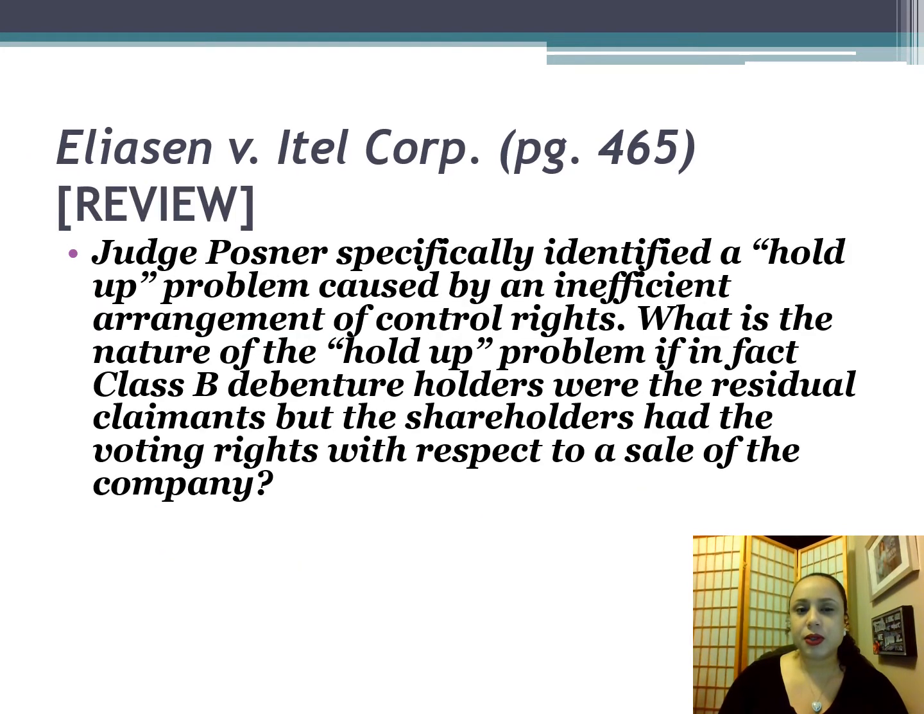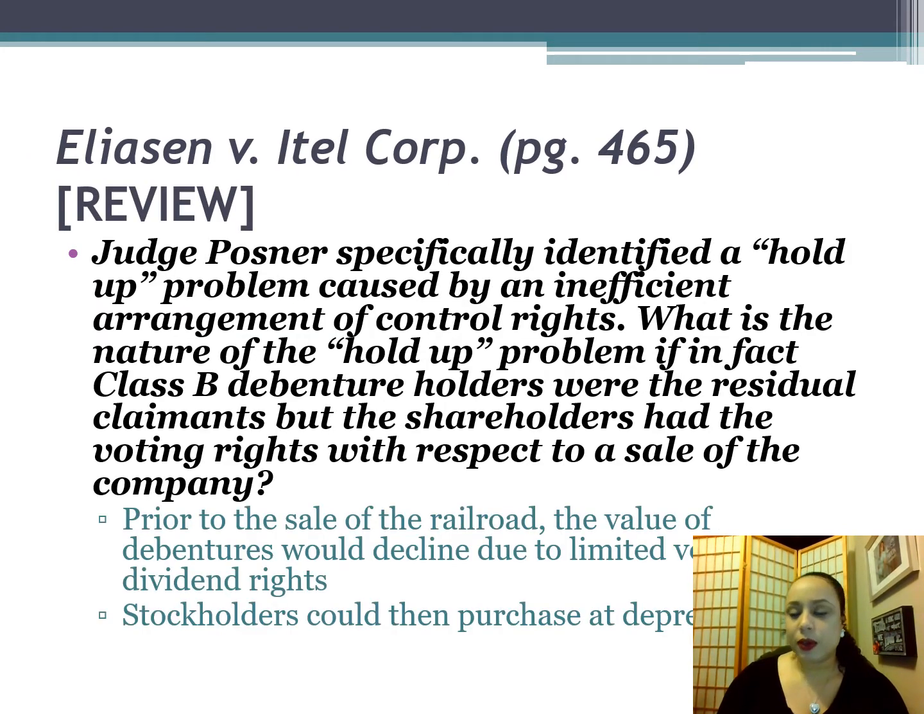And then the court also talked about voting rights. These debt instruments did not carry any voting rights. And so that also affected the extent to which the court viewed these instruments as securities.